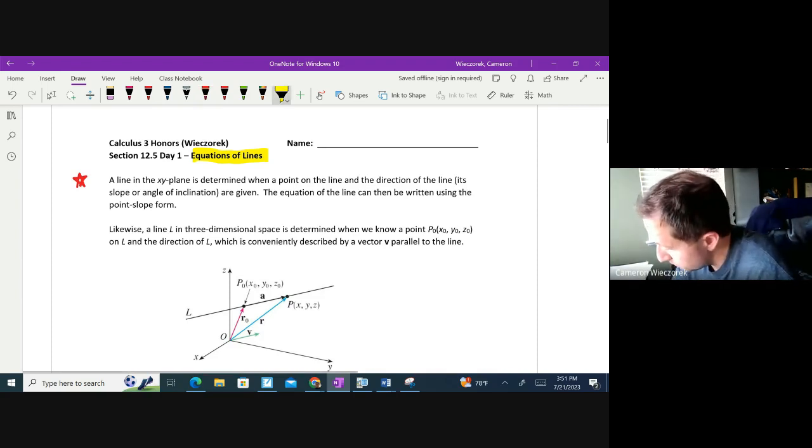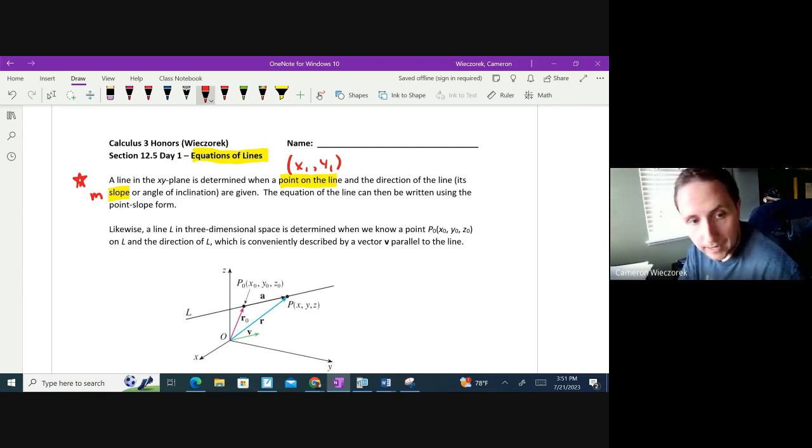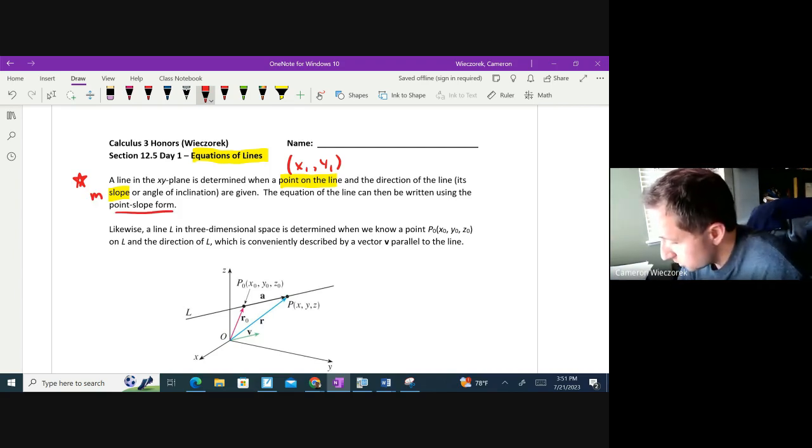If you're given any point on the line and you're given the direction of the line, which would be represented by the slope, m, as long as you have a point, we'll call it x1, y1 on that line, and you know the slope of that line, m, you can write the point slope form of that line. So a little bit of a throwback to algebra 1 here. Y minus y1 equals slope m times x minus x1. Okay, that's your point slope form.